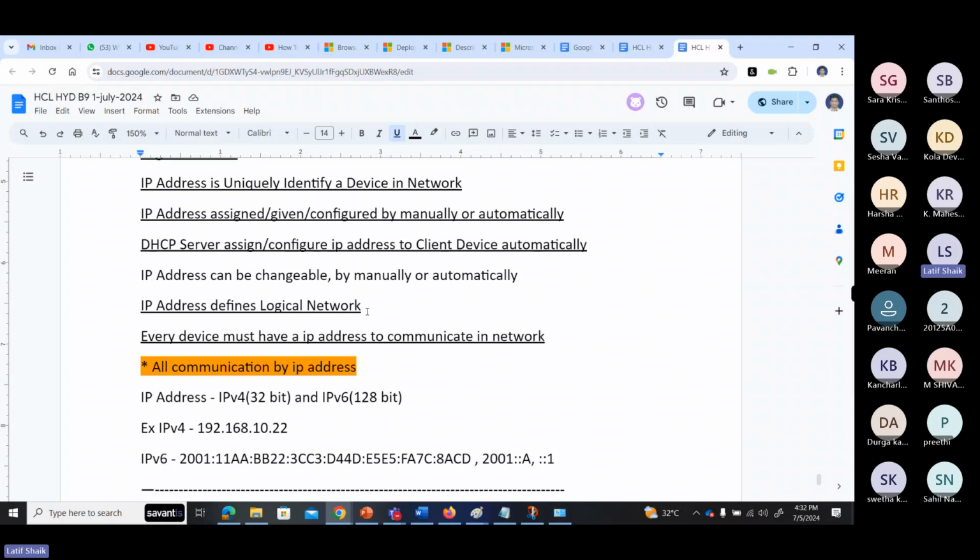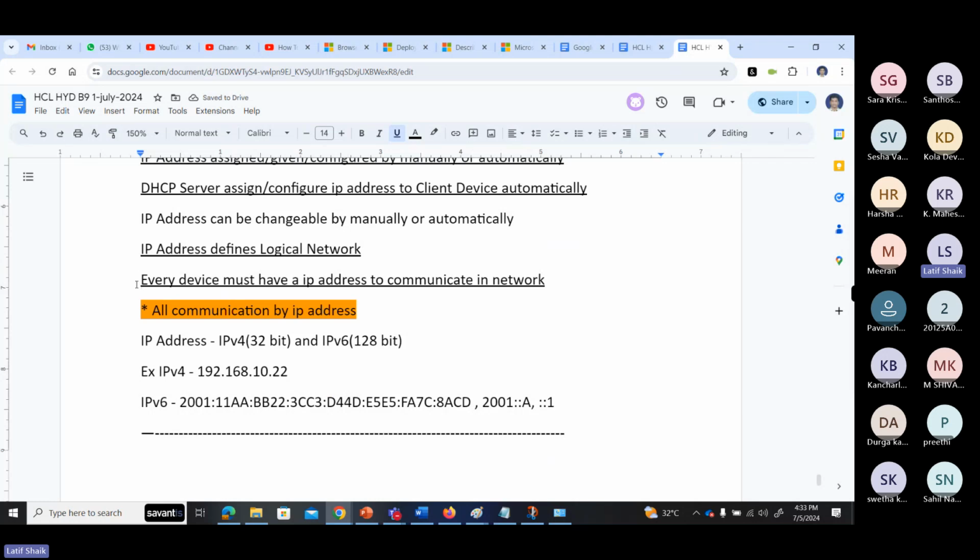Work completed, I went to my home. Then I will get an IP address from my home Wi-Fi router, which acts like a DHCP server. So the IP address changes automatically also. Or I will change the IP address myself if it is required. IP address can be changed manually or automatically. And very important, every device must have an IP address to communicate in the network.